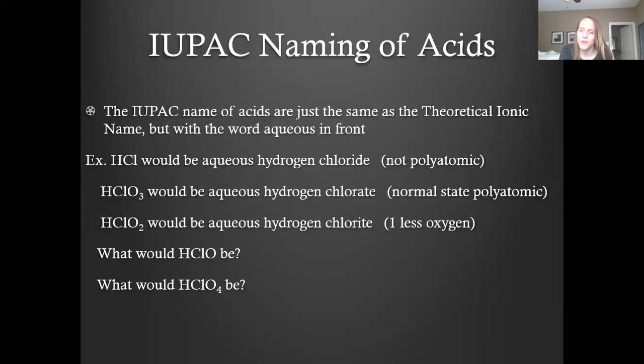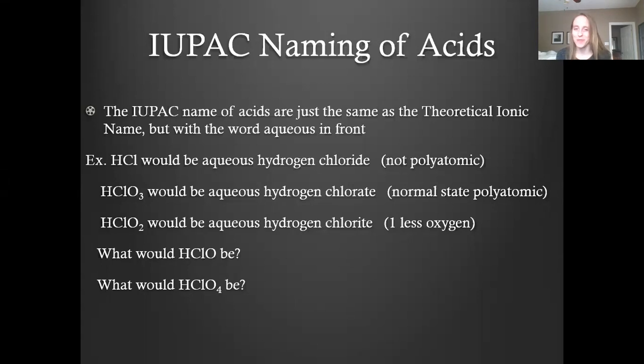Okay, so that is how we do the ionic or theoretical ionic naming of acids. Again, you just name it as if it's an ionic compound. So say hydrogen at the front, because there's always going to be a hydrogen at the front of your acid, and then name whatever the other ion is. So if it's a chlorine ion, then it's hydrogen chloride. If it's a sulfate ion, then it's hydrogen sulfate. Okay. The IUPAC naming is almost identical to the theoretical ionic name. You just write the word aqueous in front.